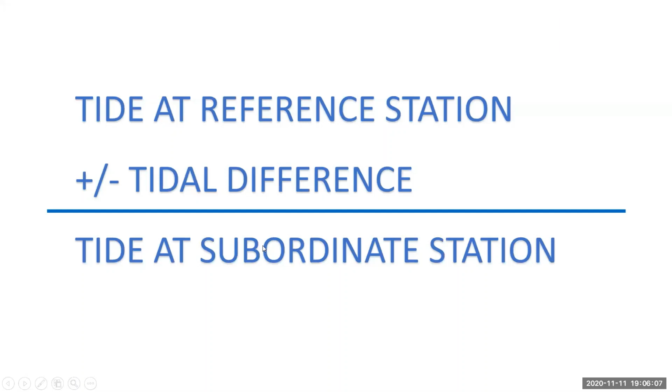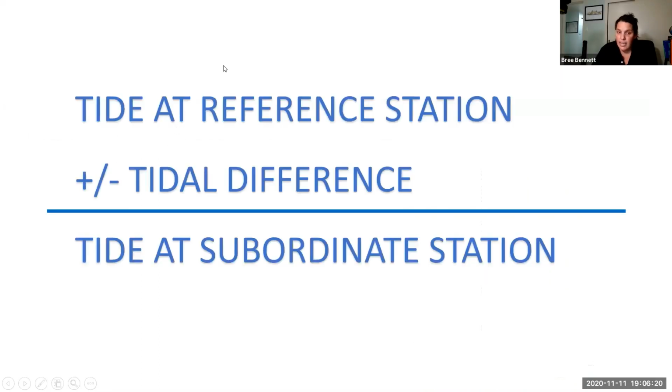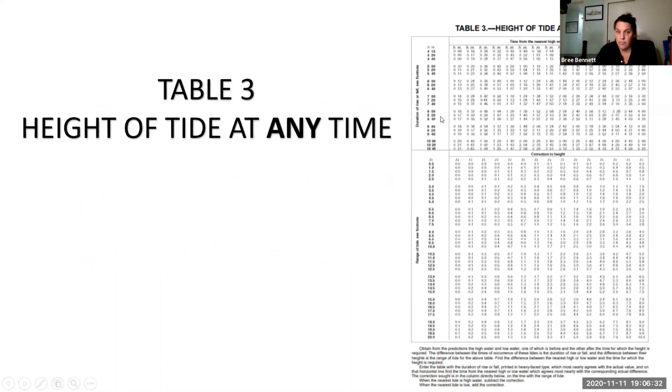So now I'm going to dive into table 3. Okay, all right. Yes. So is table 3 from the reference station? For table 3, we apply our differences to get the tides at the subordinate station, so the highs and the lows at the subordinate station. And then we go into table 3.